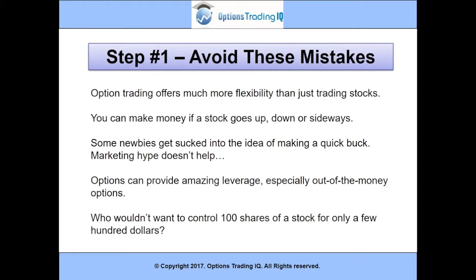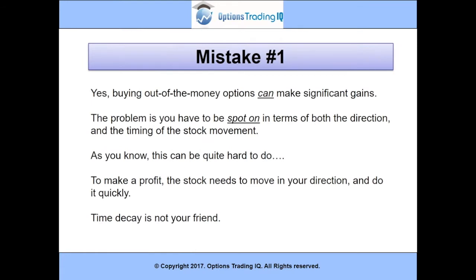You can make money if the stock goes up, down, or sideways. Some newbies get sucked into the idea of making a quick buck, and there's a lot of marketing hype out there which doesn't help. Options can provide amazing leverage, especially out of the money options. Who wouldn't want to control 100 shares of a stock for only a few $100s? Yes, buying out of the money options can make significant gains. The problem is you have to be spot on in terms of both the direction and the timing of the stock movement. As you know, this can be quite hard to do, especially to do it consistently.